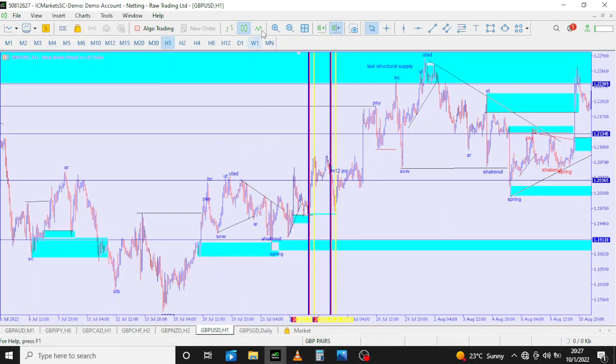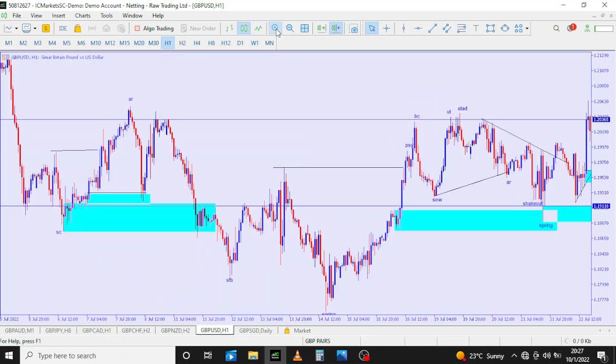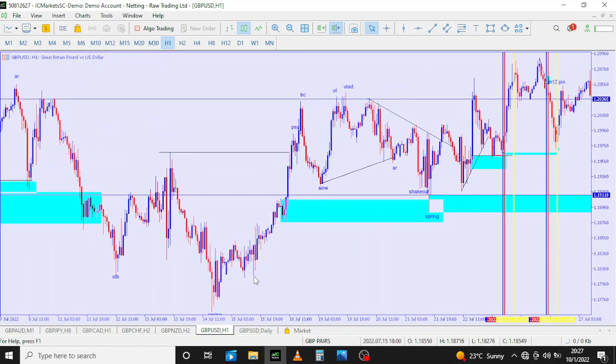And let me show you something. You see that every demand zone was mitigated. Every demand zone was mitigated.